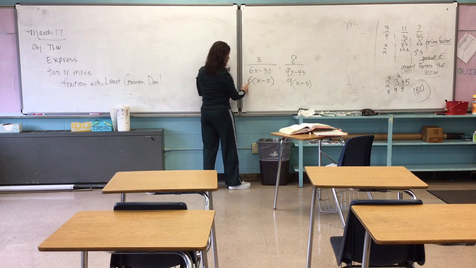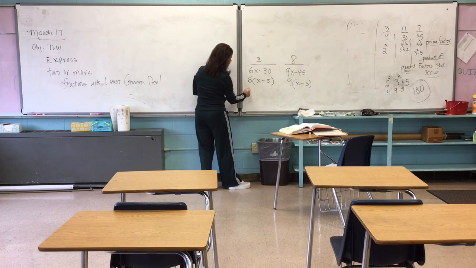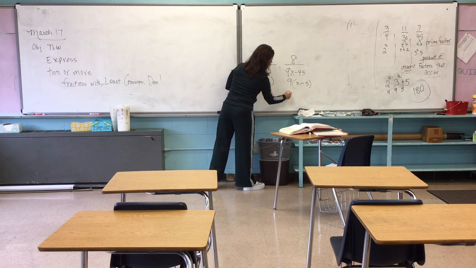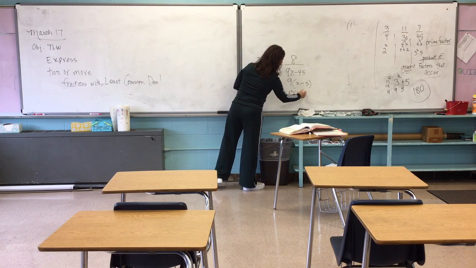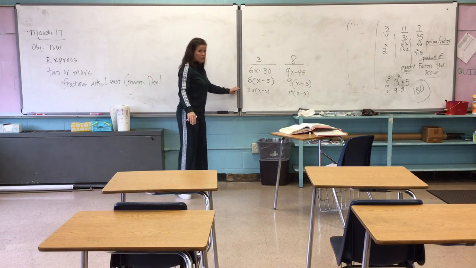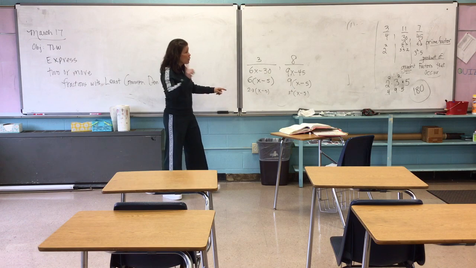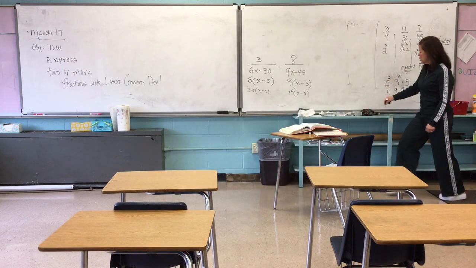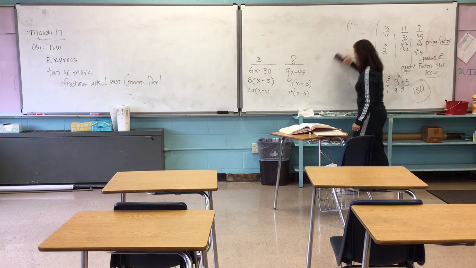You can go further if you want, because obviously 6 is not prime. That would be 2 times 3 times x minus 5. And this is 3 squared times x minus 5. So you prime factor. Now it's the product of the greatest powers that occur, the greatest powers that occur.